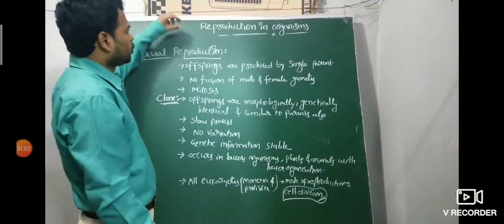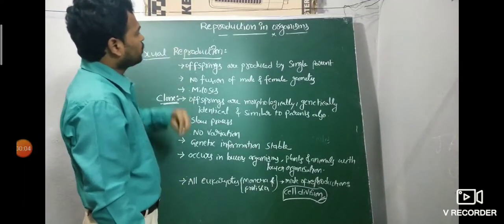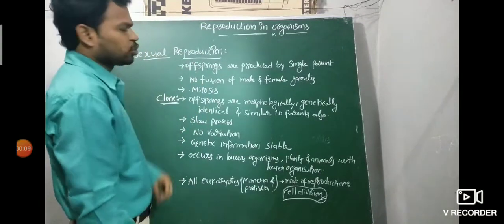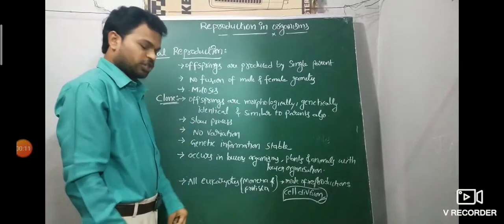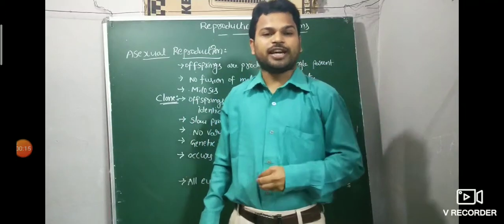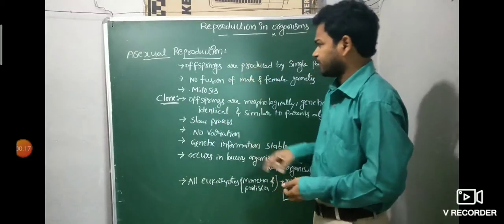Good morning. Today we are going to discuss the reproduction in organisms lesson. The topic name is asexual reproduction. A theory question for 3 marks: briefly describe the characteristics of asexual reproduction. Then you need to write these things.